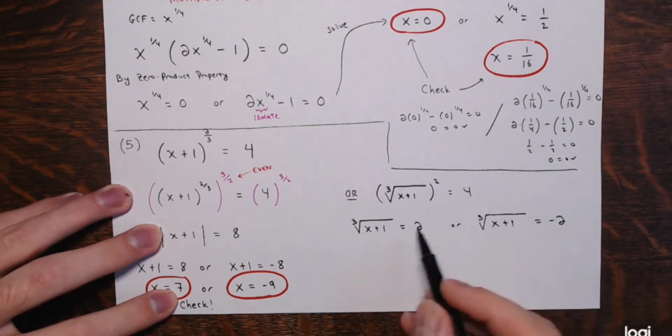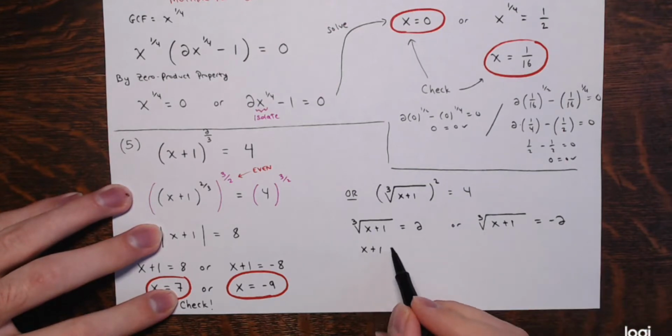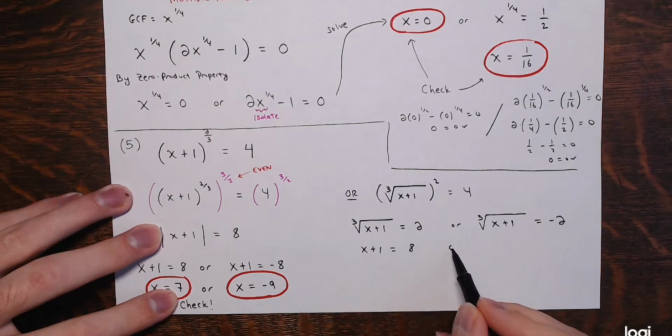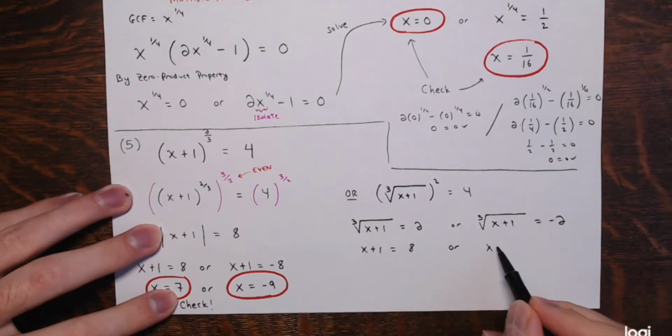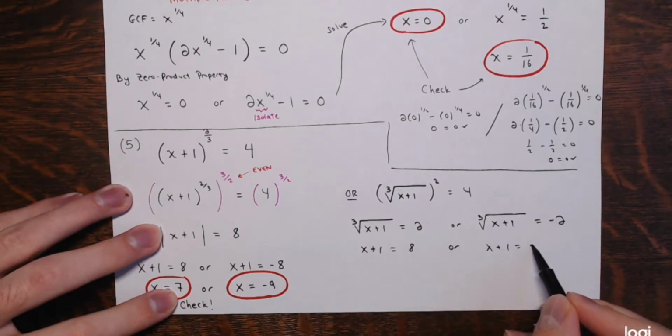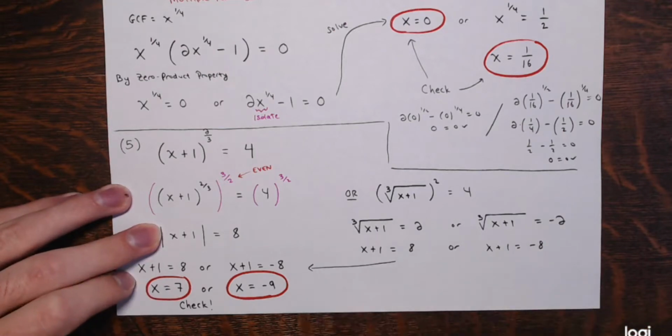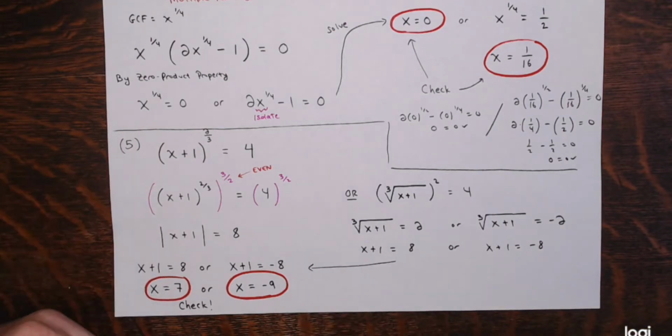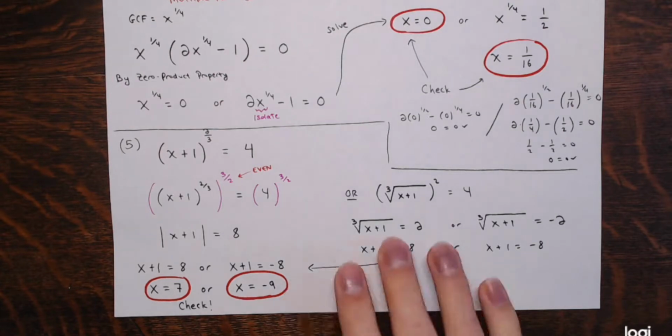Then cubing both sides, we get x plus 1 equals, 2 cubed is 8. Or here, cubing both sides, x plus 1 equals negative 2 cubed, which would be negative 8. And then I get the same exact stuff that I got over there, right? You get 7 and negative 9 as possible solutions. And when you check both of those, they both end up making the original statement true. Great. All right, and I've got just one more example.